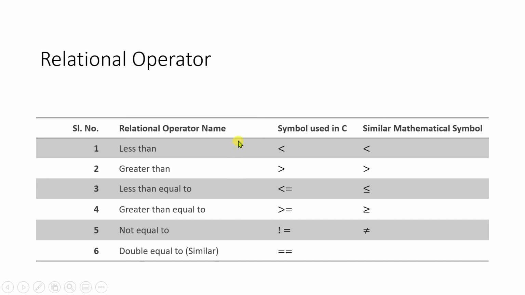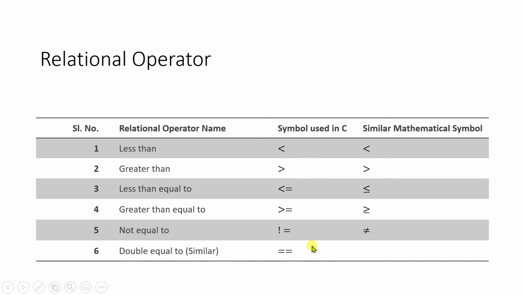Let us first understand the symbols we use to represent relational operators. Less than is represented with this symbol, and greater than with this one. Less than or equal to is represented in C by less than and equal to, but in mathematics we use the less than or equal to symbol like this. The greater than or equal to symbol is represented by greater than and equal to, but in mathematics we use this. Not equal to is represented by an exclamation mark and then equal to, but in mathematics we represent it like this. For equality checking we use double equal to.